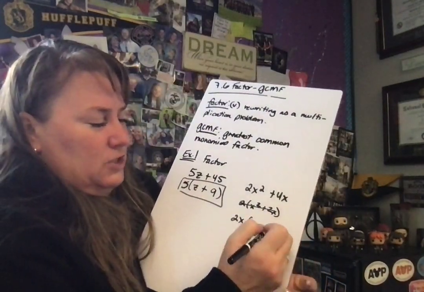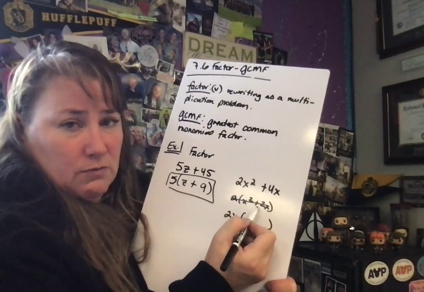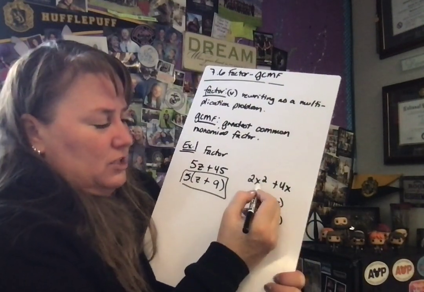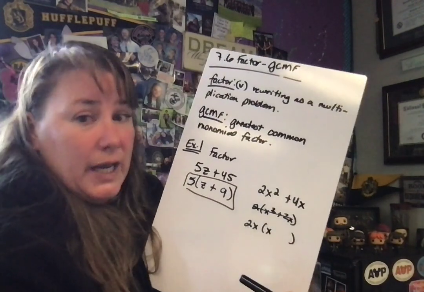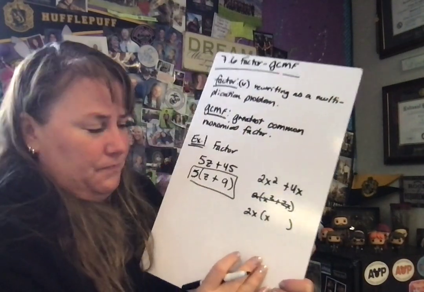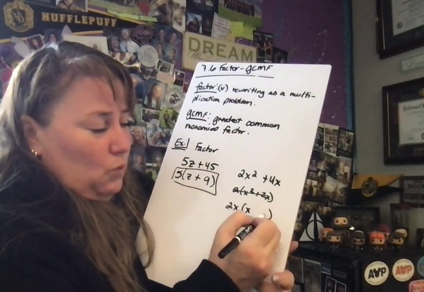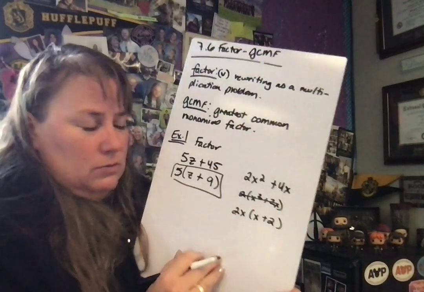So 2x, let's try it now. Because if I multiply this, I should not have a variable for both terms. So 2x squared divided by 2x is just x. The other way I can say that is 2x times x will get me 2x squared. And now 2x times what right here gets me a positive 4x plus 2.